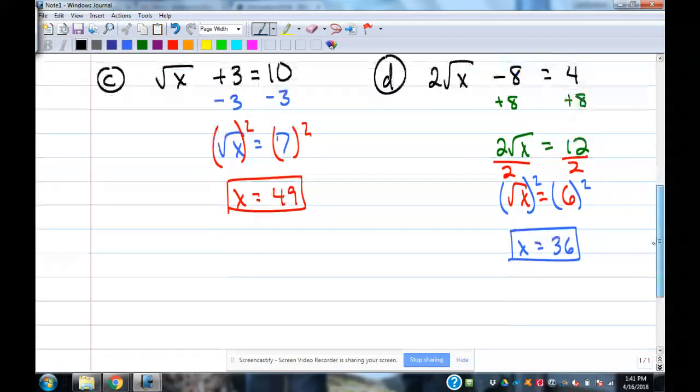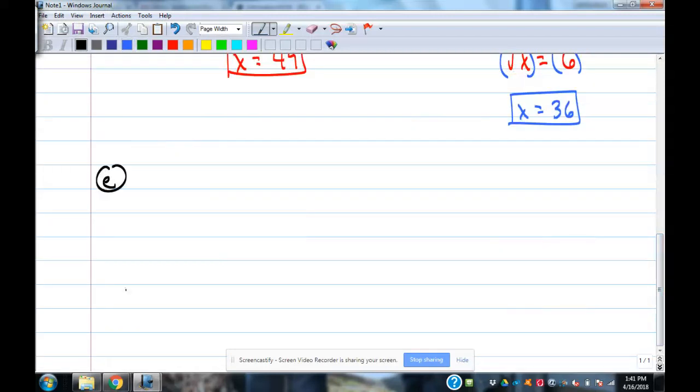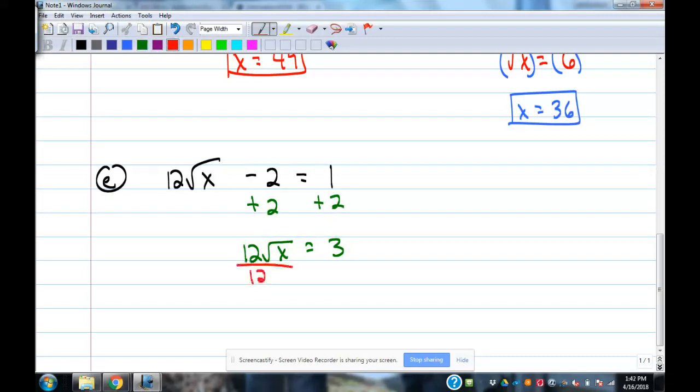It doesn't get too much harder, but it gets a little bit more difficult. So we had 12 radical x minus 2 equals 1. Okay, so it's a lot like example D. So we're going to add 2. 12 radical x is equal to 3. Divide by 12. Does 12 go into 3 evenly? So what do we do? As a fraction. As a fraction, it would be what? 1/4. All right, good. Now, is the square root by itself? It's not? Yeah, sorry. Yeah, it is now.